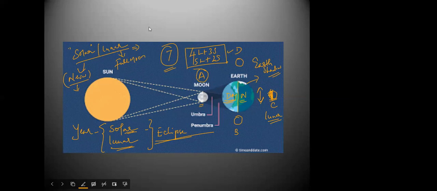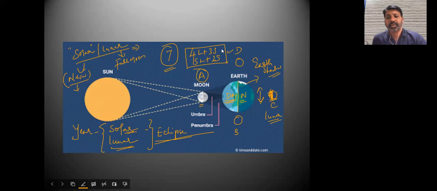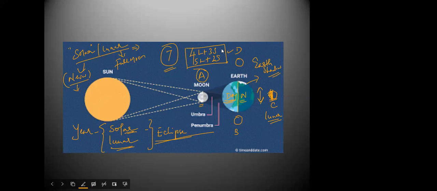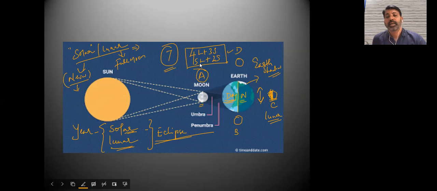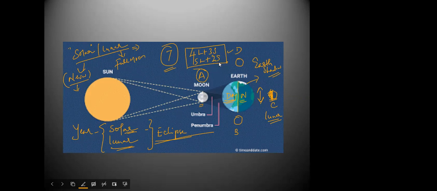Sir, do lunar eclipse and solar eclipse differ from country to country? Yes, it differs from country to country. That is why I am telling you, 5 lunar eclipses can happen across the globe in the whole year. You need to go and see different locations. And 2 solar eclipses can happen.